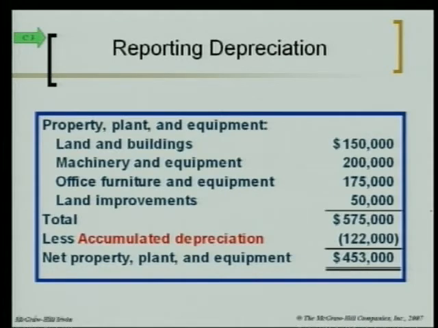This is a partial balance sheet. And this is how fixed assets often look on the balance sheet. You list your cost of all your different fixed assets, and then you just subtract your total accumulated depreciation from your total fixed assets, as opposed to having accumulated depreciation subtracted from each one of these items.